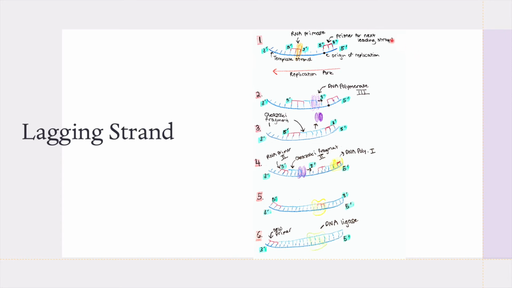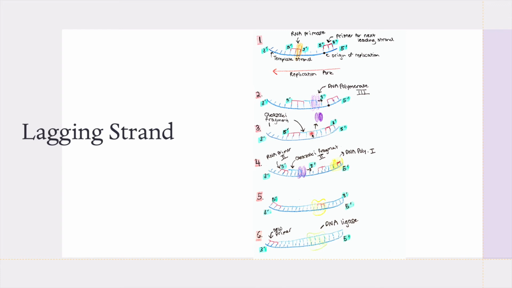First, primase lays down RNA nucleotides, serving as the primer. This is the origin of replication for the leading strand. Remember that the replication bubble goes in both directions with two replication forks, so this leading strand is for the other replication fork, which was not included in the last diagram. In step 2, DNA polymerase III adds DNA nucleotides to the primer until the next primer is reached, which in this case is the primer for the leading strand.